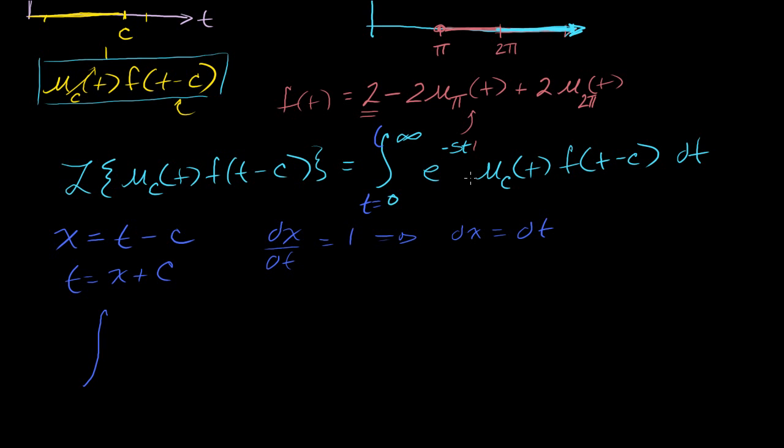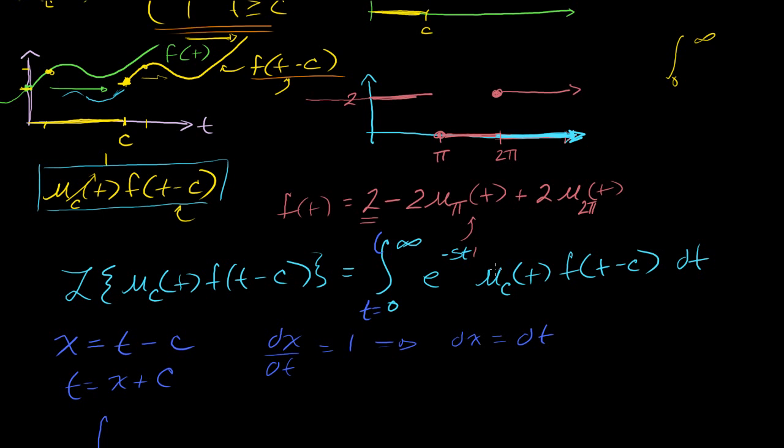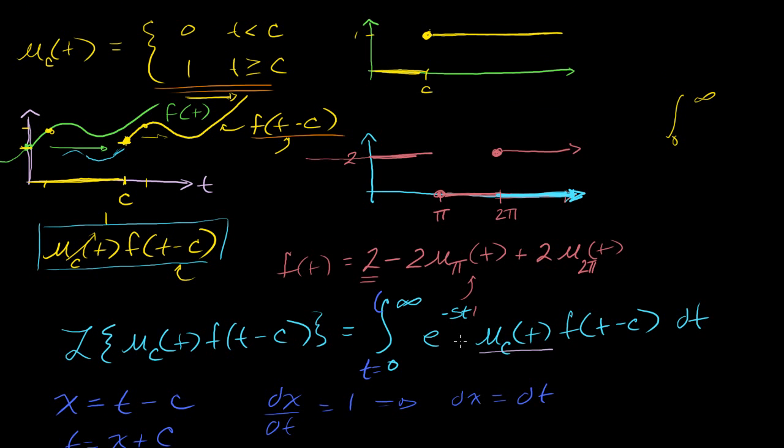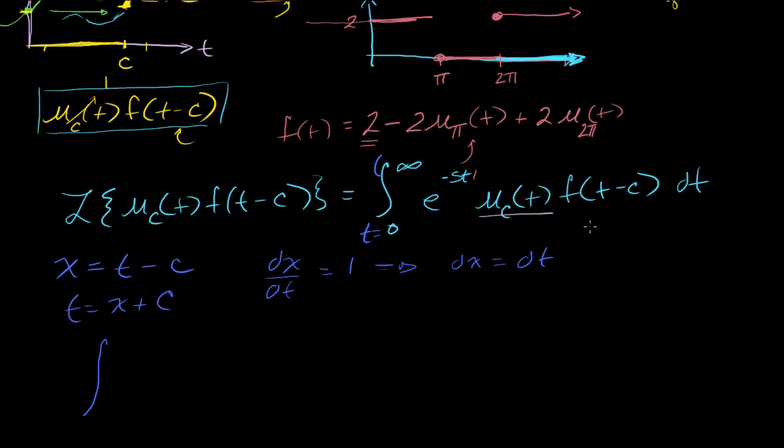Let's go back to our original integral before we even made our substitution. If we're taking the integral from 0 to infinity of this thing, what does this function look like? It's 0. We have this unit step function sitting right there. So this whole expression is going to be 0 until we get to c. By definition, this unit step function is 0 until we get to c. So everything's going to be zeroed out until we get to c. So we don't have to take the integral from t equals 0 to t equals infinity. We could take the integral, let me write it here, I'll just use that old integral sign.